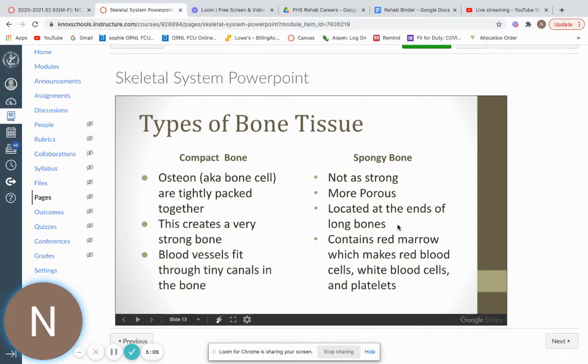Spongy bone is a little different. Spongy bone, if you look at a picture, it looks like it's very porous. It's not as strong. And we have spongy bone at the ends of our long bones in our body. So our long bones are the femur, the humerus, radius, ulna, tibia, fibula. All of those are long bones. And at the very ends, we have those spongy bone pieces. That's very important because in that spongy bone, we have what's called red marrow, which makes red blood cells, white blood cells, and platelets.